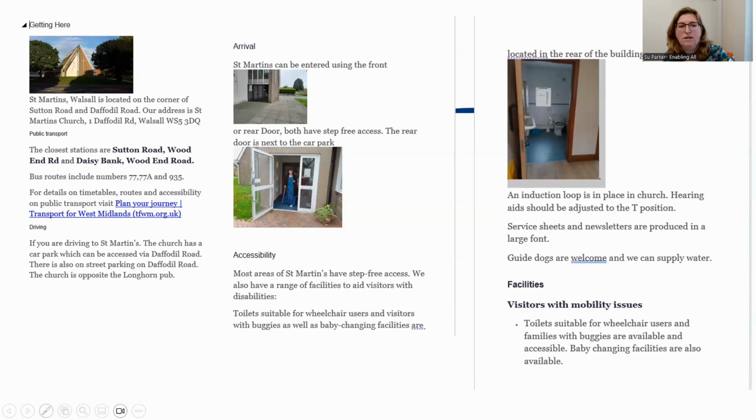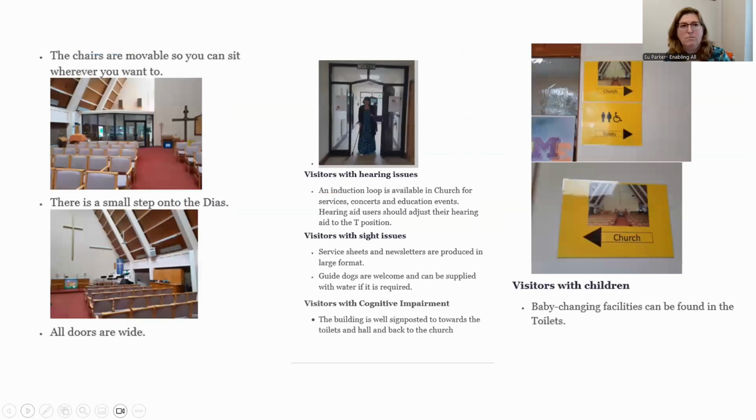So then it goes through the facilities for different groups of people: visitors with mobility issues, and talking about the dais, so that if someone's coming to preach, they'll know whether they can preach from the usual space or they have to find a compromise. Also, visitors with hearing issues, visitors with sight issues, visitors with cognitive impairment, visitors with children. So that's the information that I sent to St Martin's that we'd love on their website. Or it could have been that we produced a leaflet that was downloadable.